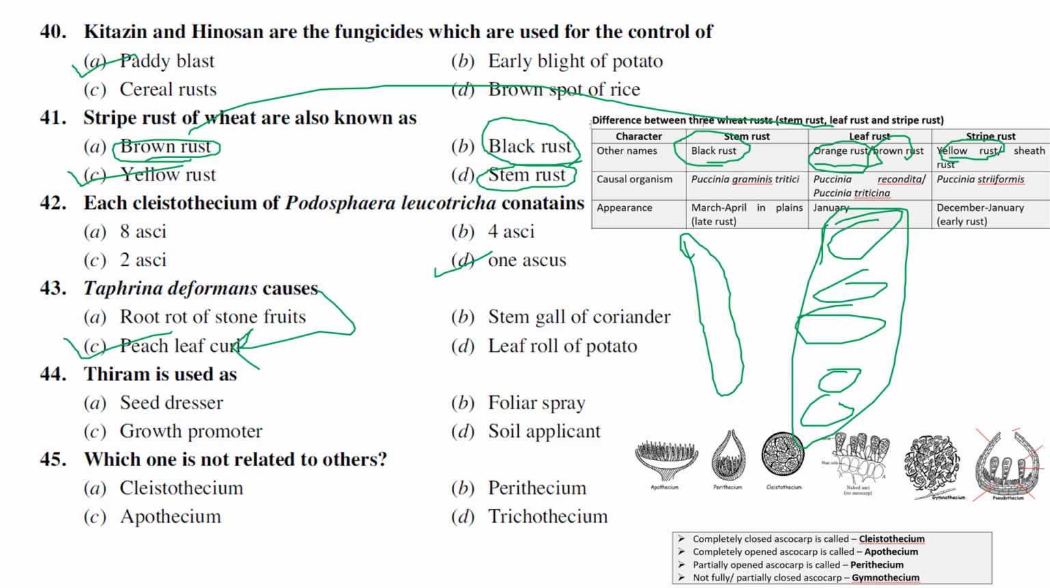It produces a sexual fruiting body known as the naked ascus. And thiram is generally used as a seed treatment fungicide, that is, a seed dresser. Very rare cases may recommend it for foliar spray. It is not at all a soil applicant or growth promoter, and foliar spray is also very rare as far as my concern. It is best known as a seed treatment fungicide.